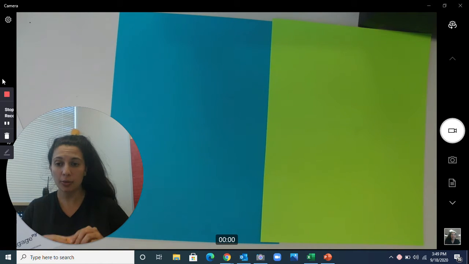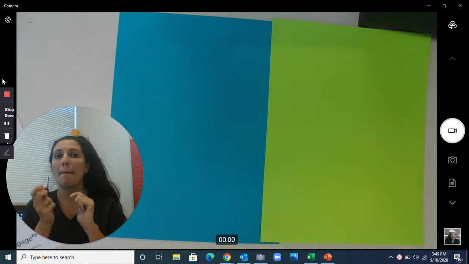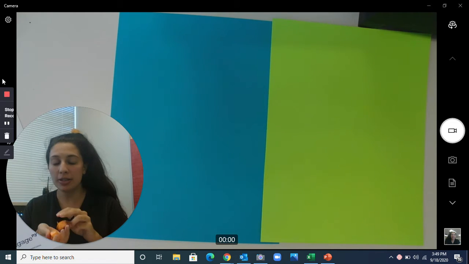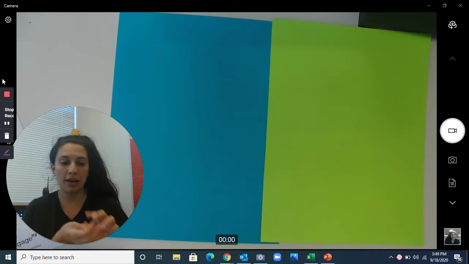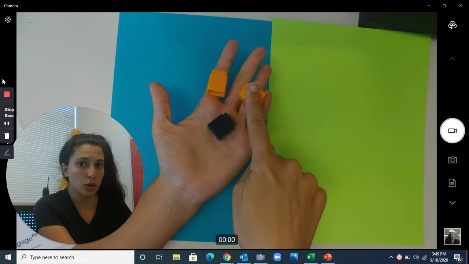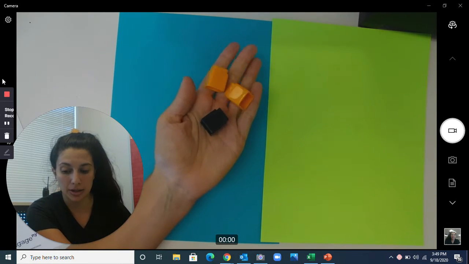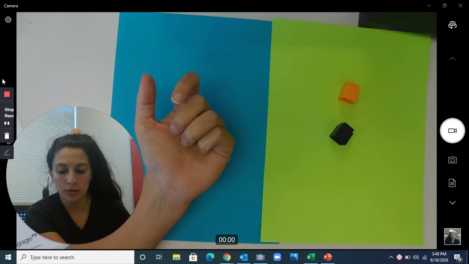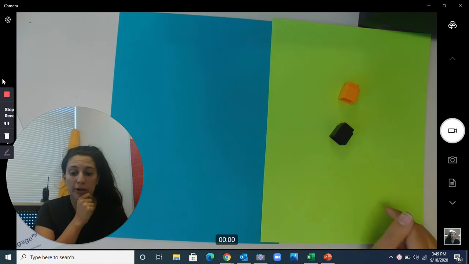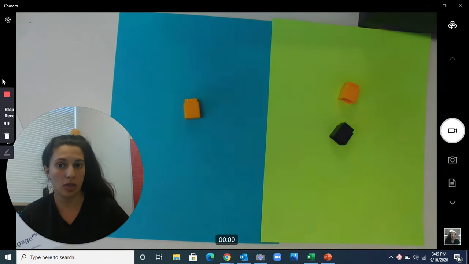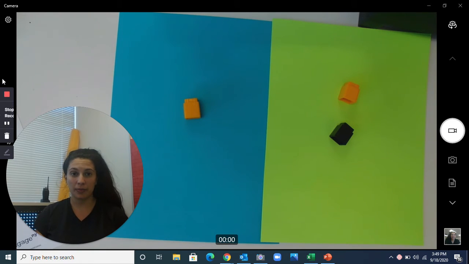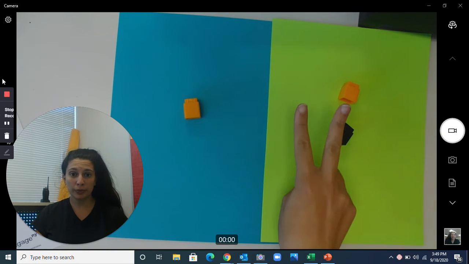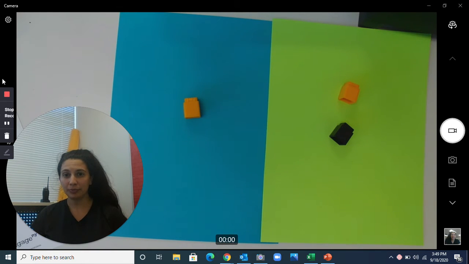So here we go. Today we got to imagine that my cubes here are bears. How many bears do I have here? I have 1, 2, 3. I got 3 bears. Now 2 bears are in a field, and 1 bear is in the water. How many bears are there again? 3 bears. How many bears are in the field? 2. And how many bears are in the water? 1.